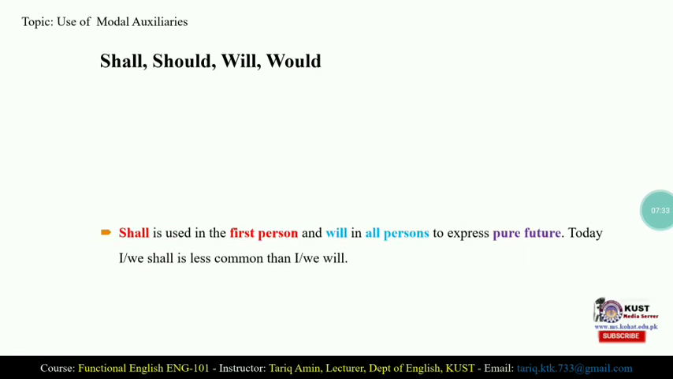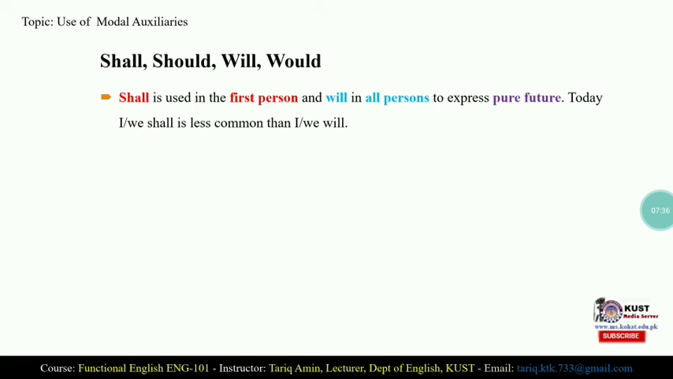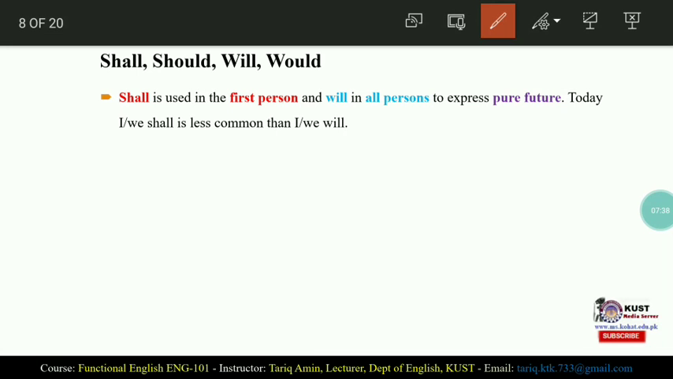Shall, should, will, would. Shall is used in the first person, and will in all persons, to express pure future. Today, I shall, we shall is less common than I will. Nowadays, people use will instead of shall.